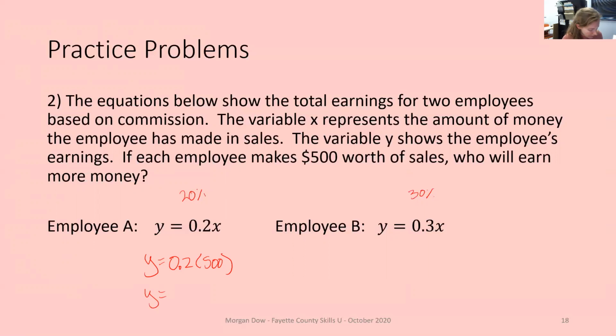So if our sales is $500, then 0.2 times 500 is 100. So employee A would earn $100.